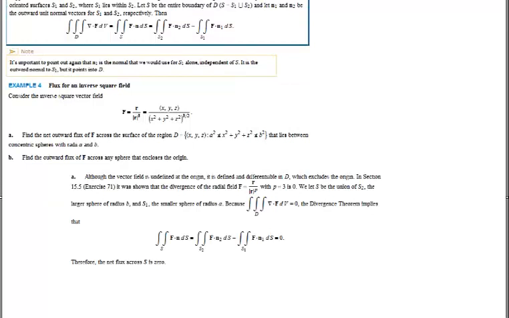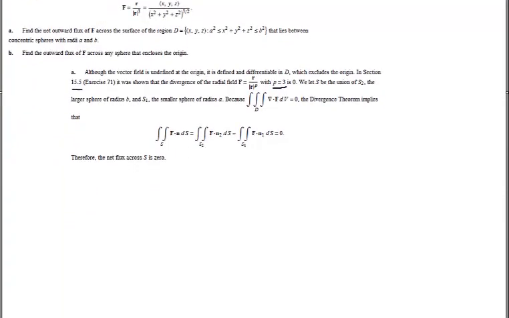In our A part, what we're going to use here is a result that we found in section 15.5 when we had our p equal to 3, if you might remember that example that we did in the couple of previous sections. And what this is telling us is that our net flux across S is 0 if we're just looking at the net outward flux on this region. In the B part, we're going to find the outward flux of F across any sphere that encloses the origin.